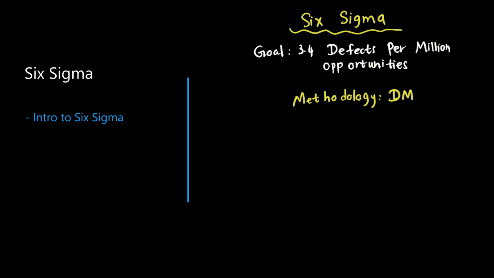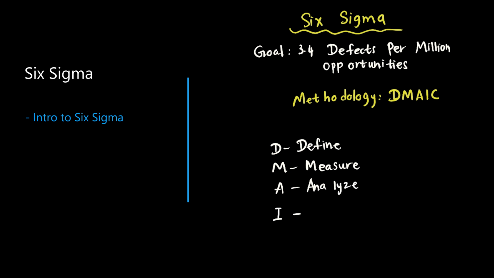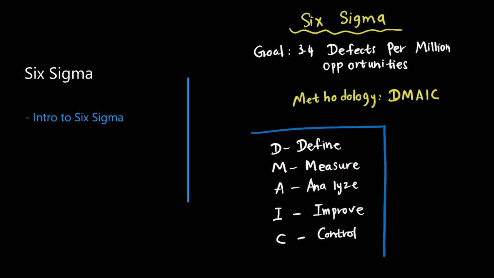The structured methodology used to execute Six Sigma projects is an acronym you should know, DMAIC. It stands for Define, Measure, Analyze, Improve, and Control. You define the problem. You measure the current performance to get a baseline. You analyze the data to find the root causes of the problem. You improve the process by implementing solutions that eliminate the root causes. And finally, you control the new process to make sure the improvements stick.